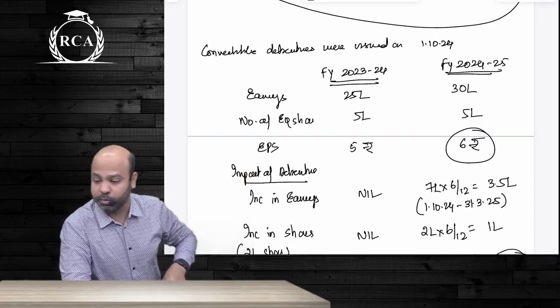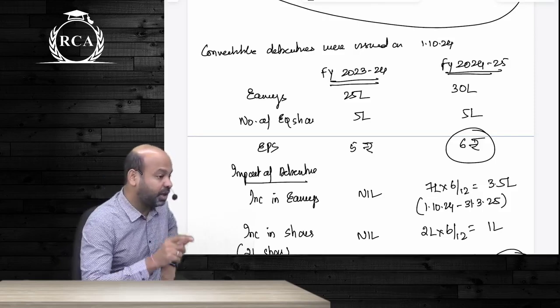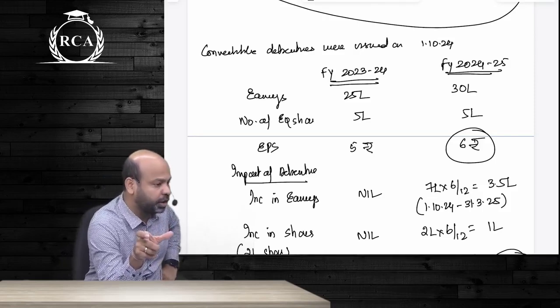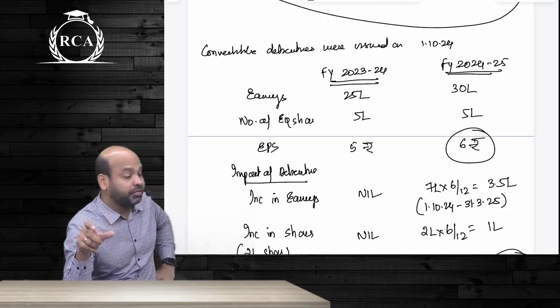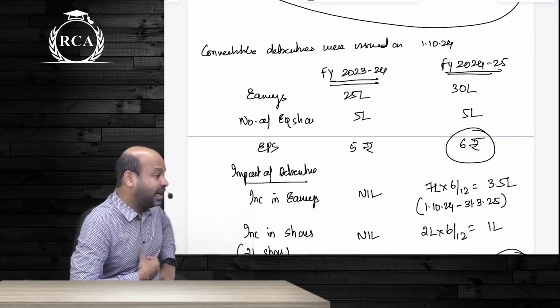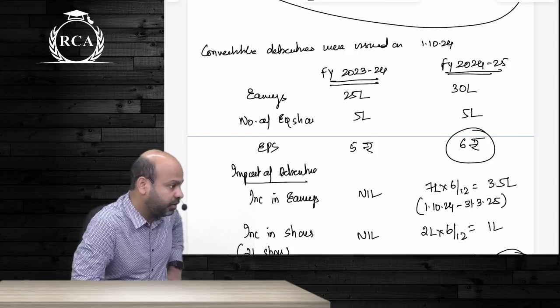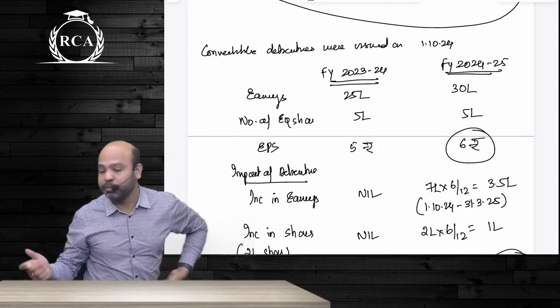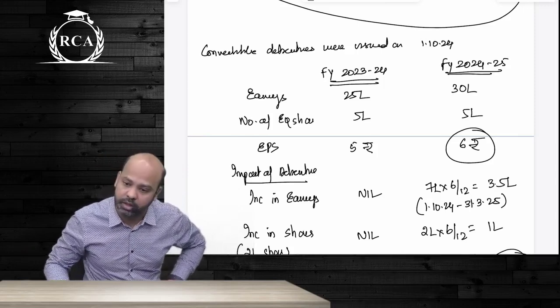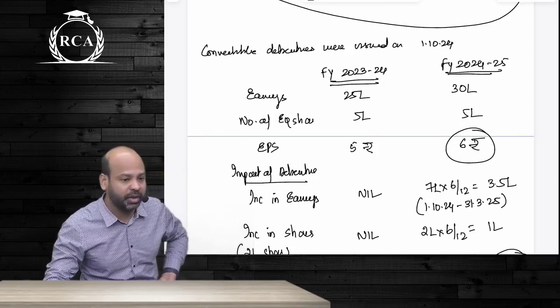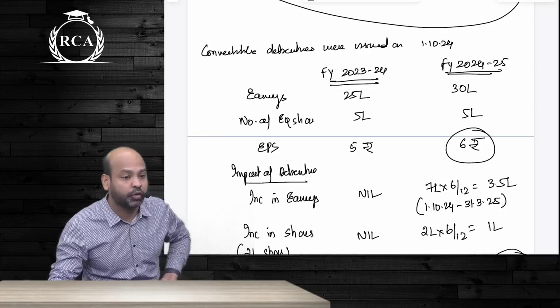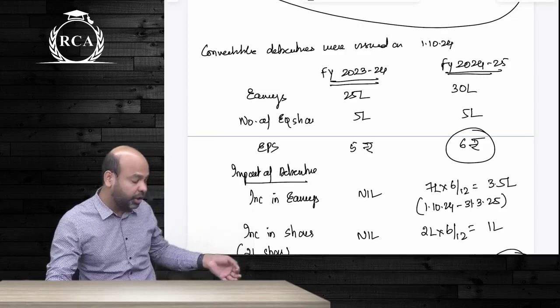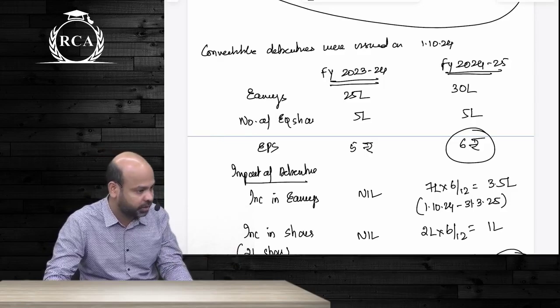One point you are supposed to remember here is, if the convertible debentures were issued during the year, say on 1st of July 2024, interest net of taxes will only be for 9 months. The number of shares also should only be for 9 months. When I compute for next year, I will take it for the entire year: increase in earnings for 12 months, and increase in shares also for 12 months. But in the year of issue, you will take only 9 months.